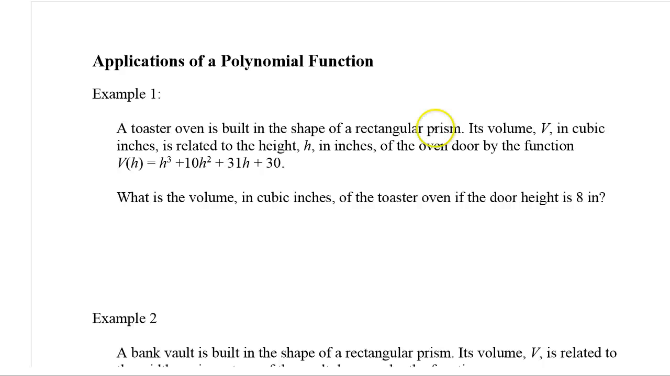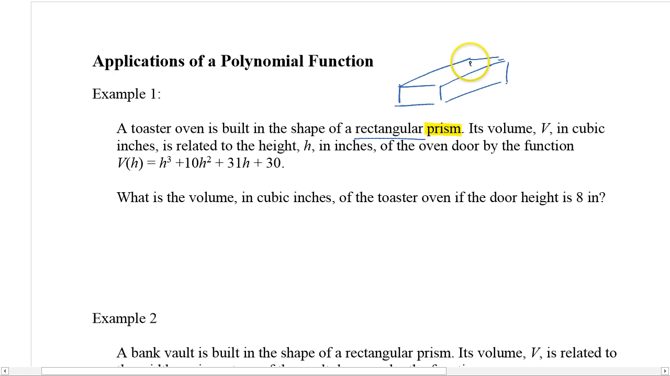Anytime you see that word prism, it means that the shapes on the ends are the same, and in this case the shape on the ends is a rectangle. So if I draw a rectangle and then turn that into a 3D shape, kind of like that, the fact that it's a rectangular prism means that this side here and that side there are the same shape and same size.